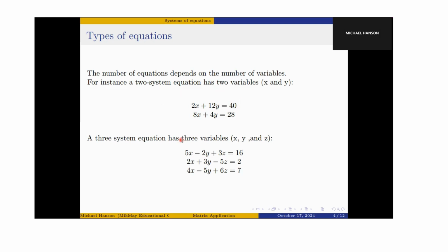Now, when we have three systems of equations, it means that there are three variables, x, y, and z. So there is one equation, the second equation, and the third equation. Practically, the number of variables we have influences the number of systems of equations that will be resolved. So a two-system of equations has two variables, a third system of equations would have three variables, and a fourth system of equations would have four variables, right? So these are the types of systems of equations that we could have.